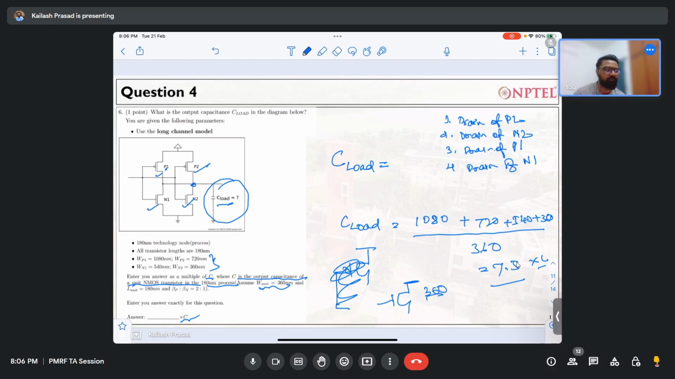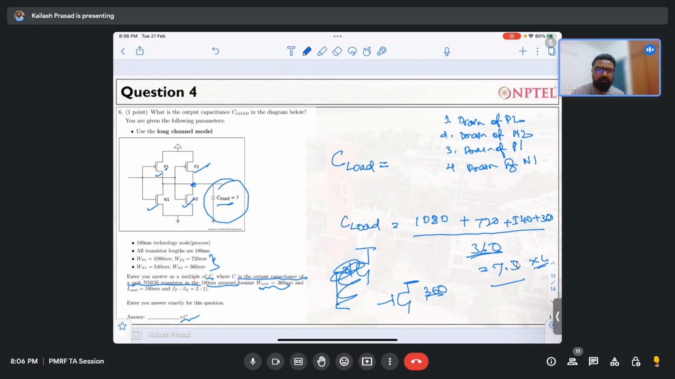Yes, I have one question. What is the unit of this 7.5? It is femtofarad? No, it is C, times C, because we don't know the unit. What we have done is just normalized it.